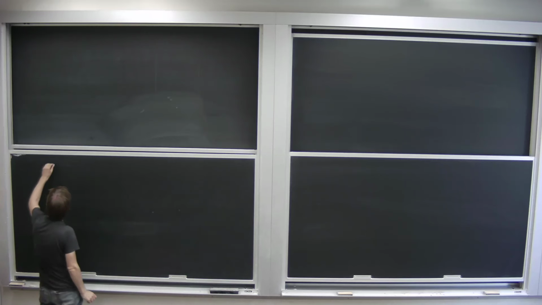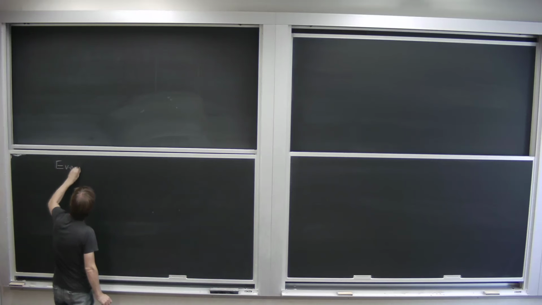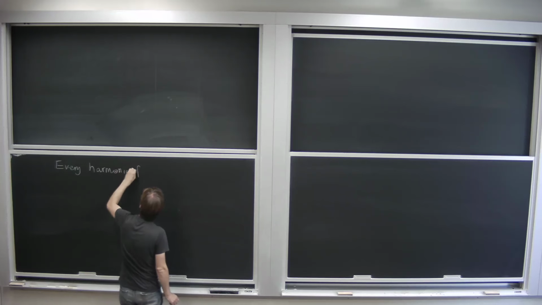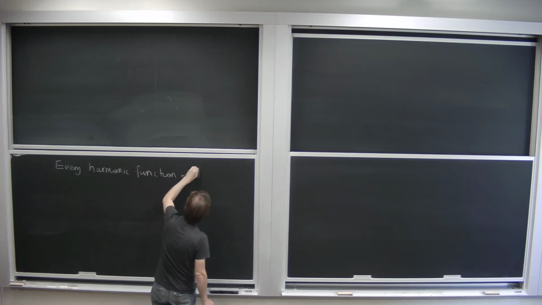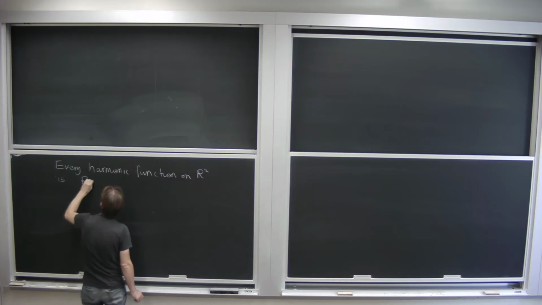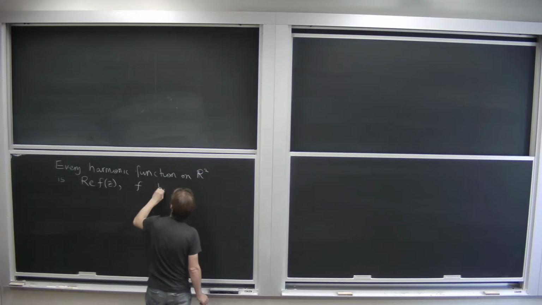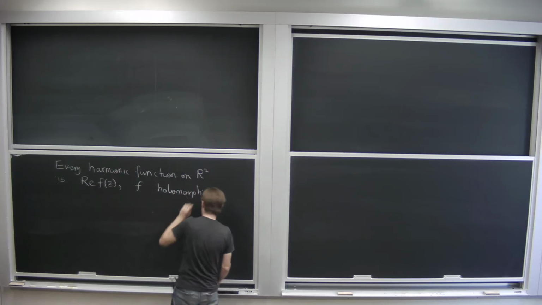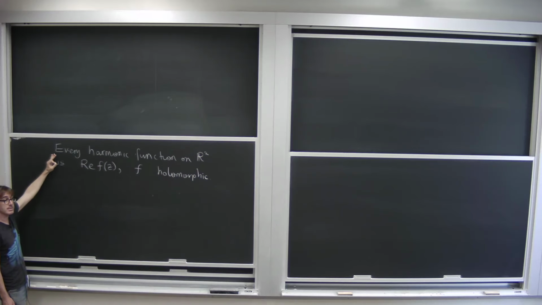So as a starting point, we know the following fact. Every harmonic function on R2 is the real part of a holomorphic function. Right? So the start of Twistor theory is generalizing this to dimension 4.